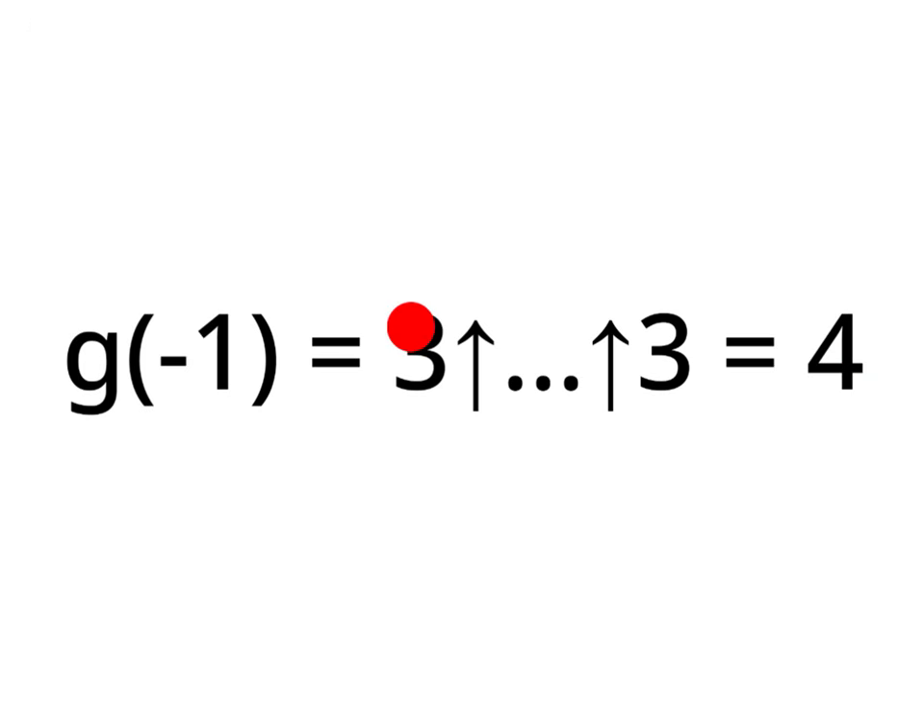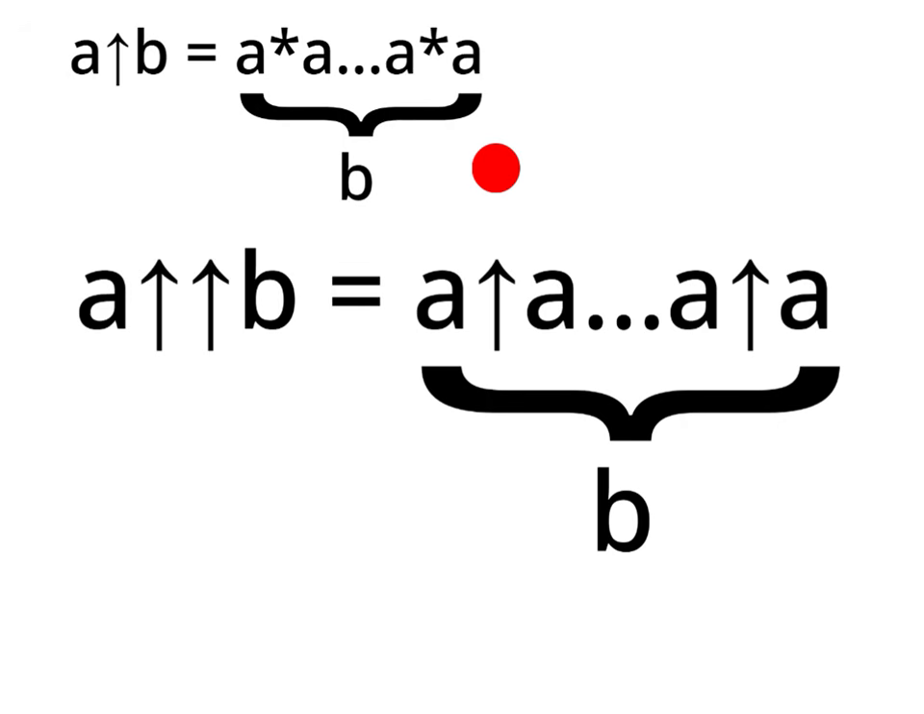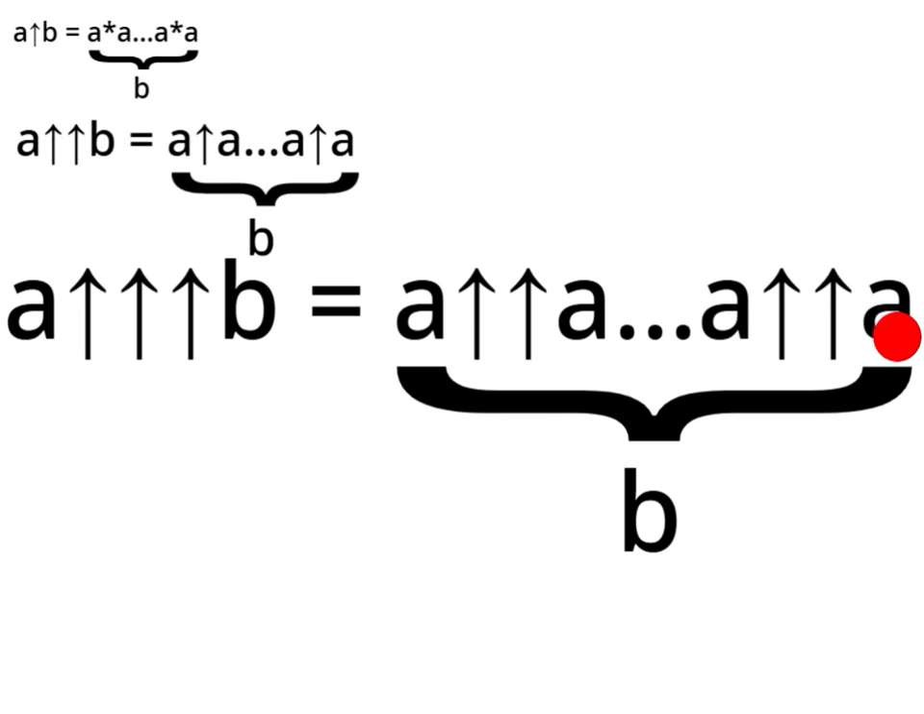So we just need to find out 3 with how many arrows to 3 equals 4, which is not going to be so easy. So A with 1 arrow to B is just repeated multiplication, or exponentiation. So A with 2 arrows, tetration, is repeated exponentiation. A with 3 arrows, or pentation, is just repeated tetration.